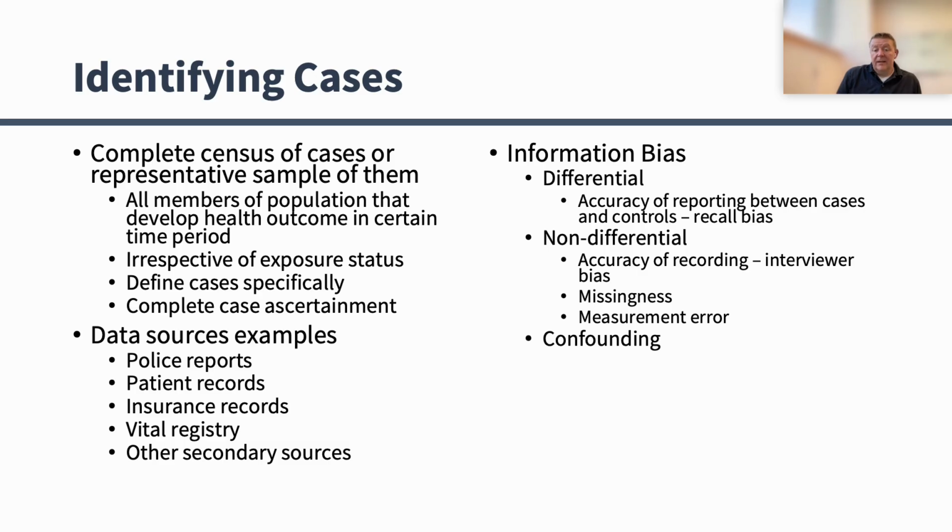So we either need a complete census of all cases, or at least a representative sample of them for a case control study. We want to be sure that for the population of interest, we identify all people that have developed that outcome of interest within our specified time period. And we want to include them irrespective of their exposure status, of whether or not they've been exposed to the thing of interest that we're studying.